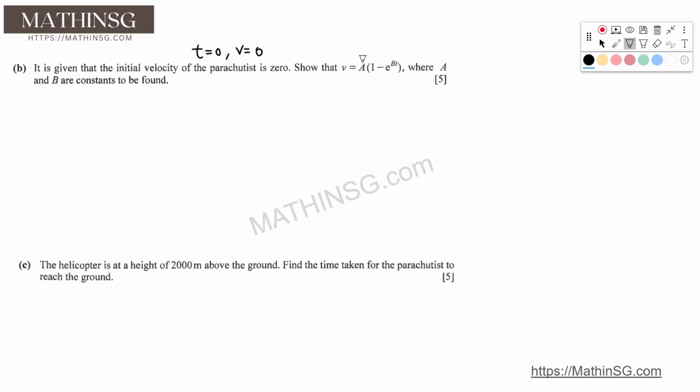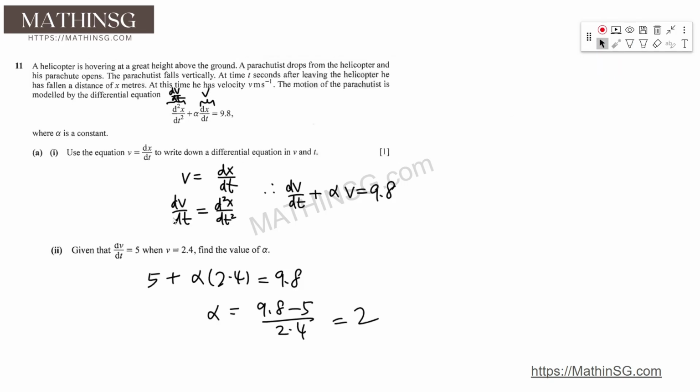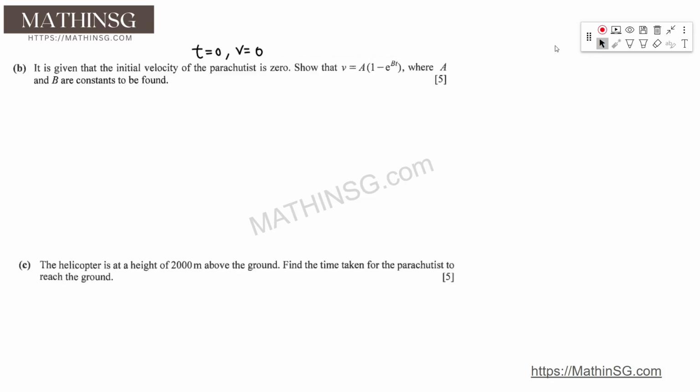You're asked to show that v equals A(1 minus e to the power bt), where A and B are constants to be found. So we need to make use of the equation that we have found: dv/dt plus, I know alpha is 2, so 2v equals 9.8. I need to find what is v. In other words, I need to solve this differential equation.